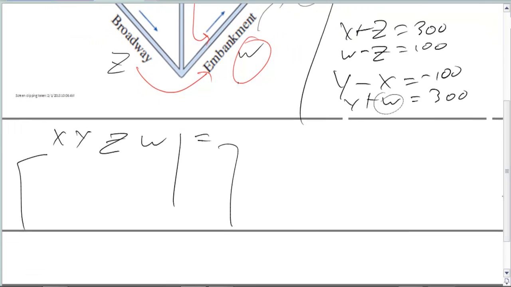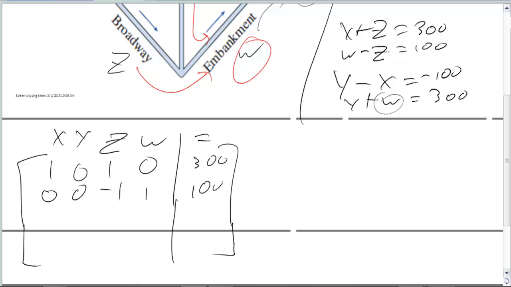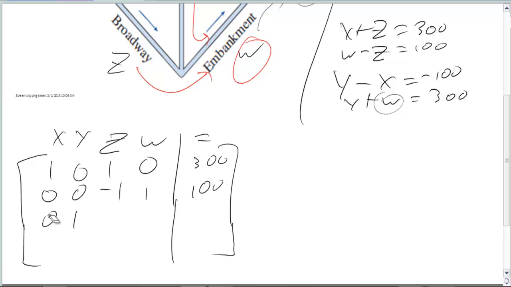So the first equation would be 1x, 0y's, 1z, 0w's equals 300. Okay, the next equation, we have 1w, negative 1z's, 0 of everything else, and then 100. That's what that's equal to. Now, the next equation, 0x's, 1y. Oh, sorry, I lied. We did have an x. We have negative 1x. There we go.